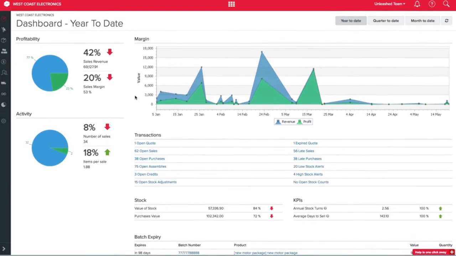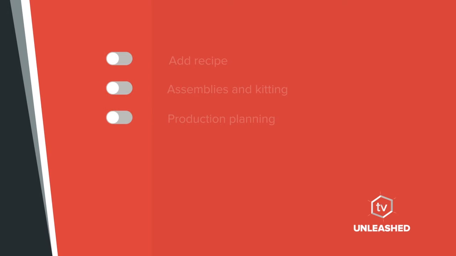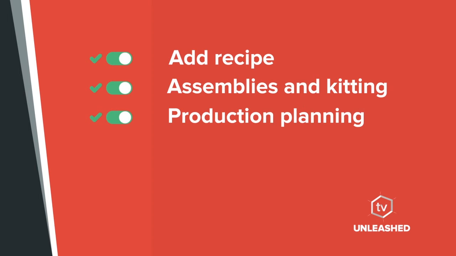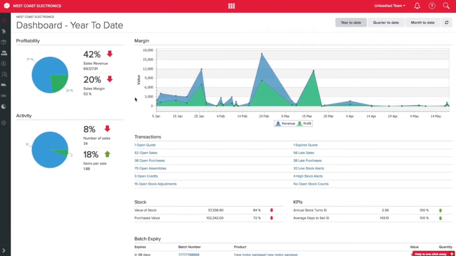Today we will be looking at the production module in Unleashed and how it can help you manage and track your manufacturing process. We will be covering creating recipes for your manufactured goods with bills of materials, assemblies, also known as kitting for your products. We'll also have a look at production planning while managing your manufacturing functionality.